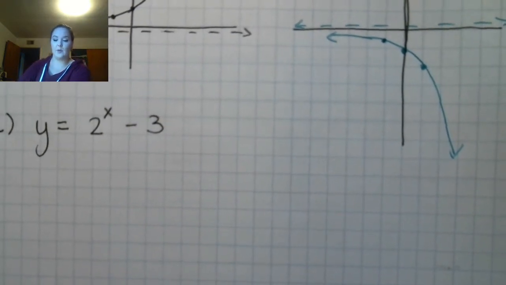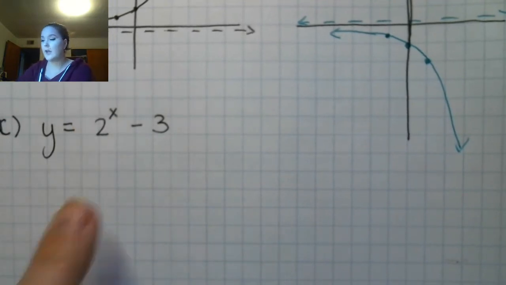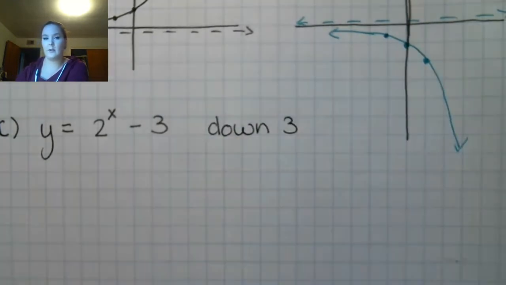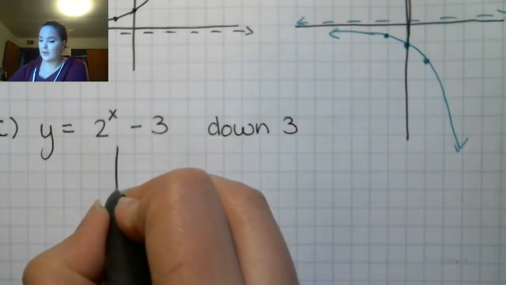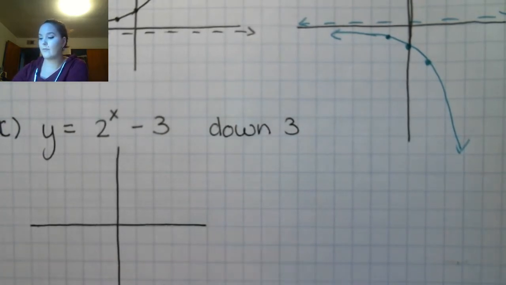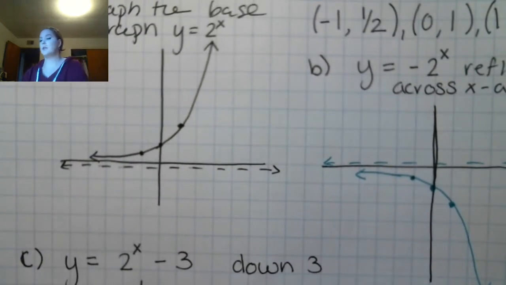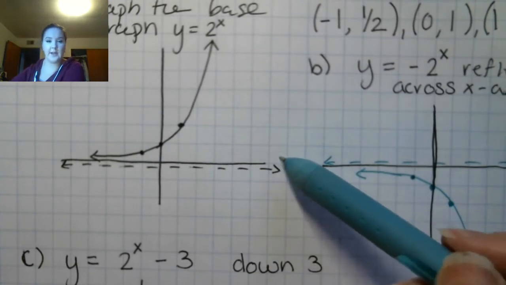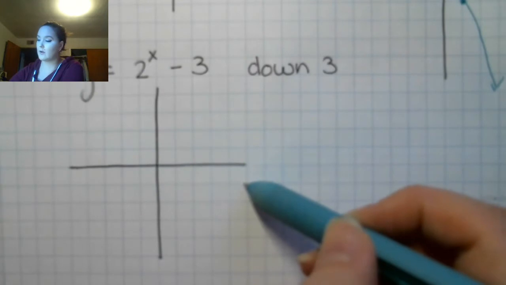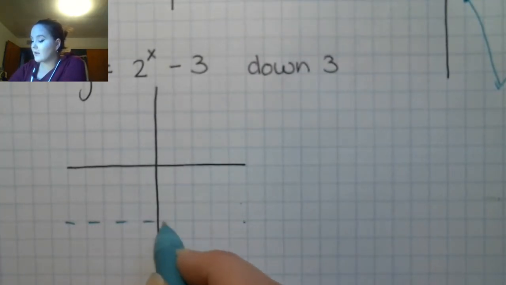Okay, so we can see that we're going to use the same base graph 2 to the x, and that this -3 is going to move the graph down 3. So let's go ahead and draw our graph. Looking at our base graph, which is right here, we can see that this horizontal asymptote is at the x-axis. We're going to move that down 3. So we're going to move it down from here 1, 2, 3, and then we're going to go ahead and draw that dotted line in.